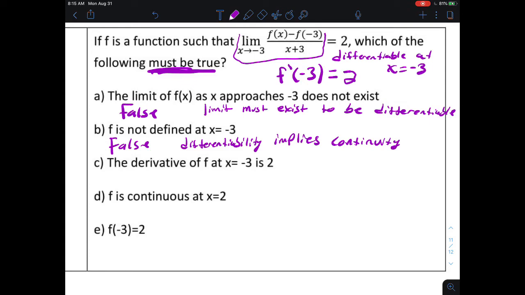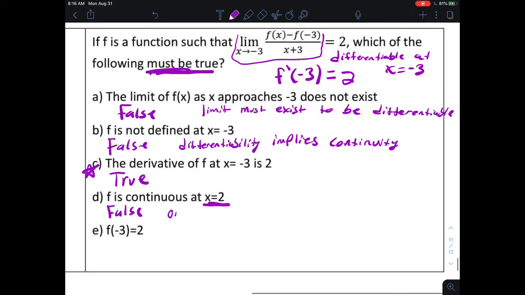Part C, the derivative of f at x is equal to -3 is 2. That is a true statement because we're given the limit definition of the derivative. Part D, f is continuous at x is equal to 2. That doesn't have to be true. That's false because we're only given information around x is equal to -3, so that's the only assumption we can make.